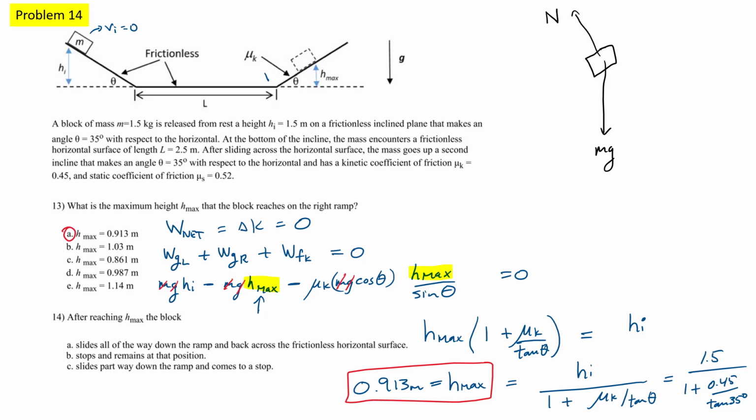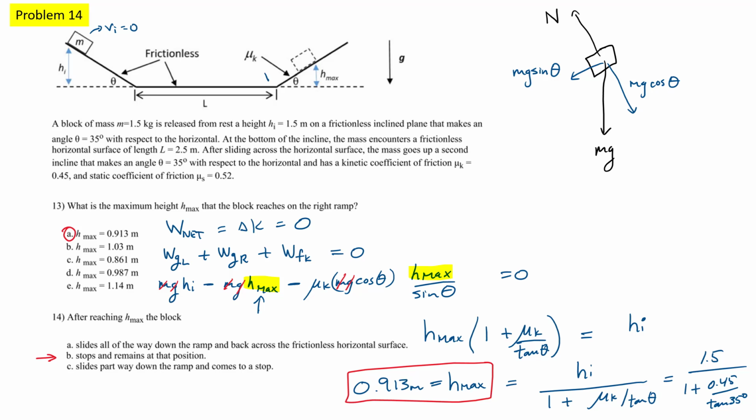Again, the weight I can break down into a perpendicular component and a parallel component. This component is mg sine of theta, the angle of the ramp. This component is mg cosine of theta. Well, choice B asks, will it remain at that position right here?